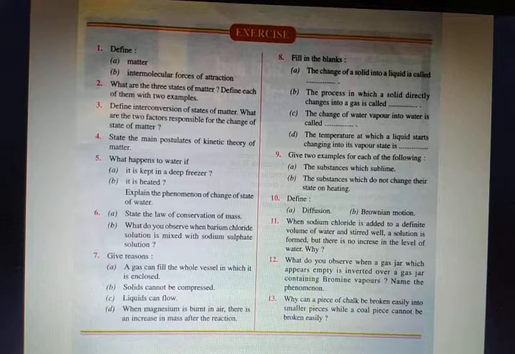A clear definition is once again given in your book on page number probably 7 or 8. You may check it out. A definition of freezing you have to give.